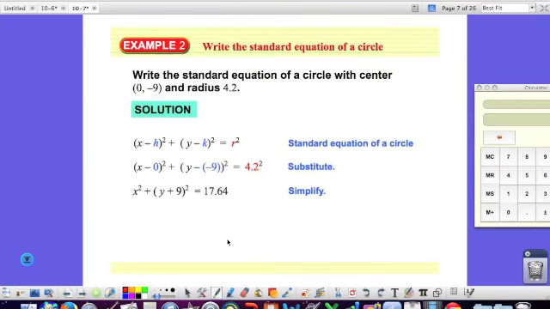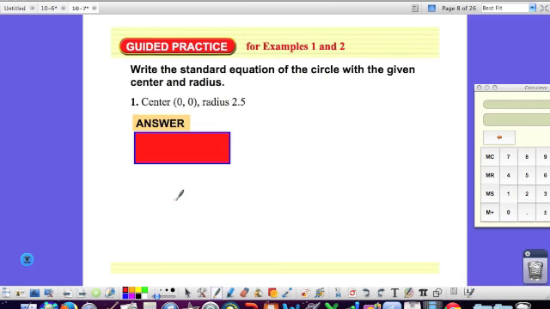Write the standard equation of a circle with a center at 0, negative 9, and a radius of 4.2. So x minus 0, because that is the x value of the center, plus y minus negative 9 squared, because negative 9 is the y value of the center of the circle, equals 4.2 squared. So x squared plus y plus 9 squared equals 4.2 squared, which is 17.64. That's the equation.